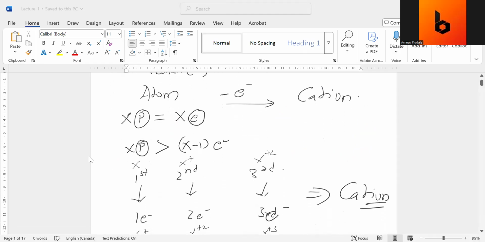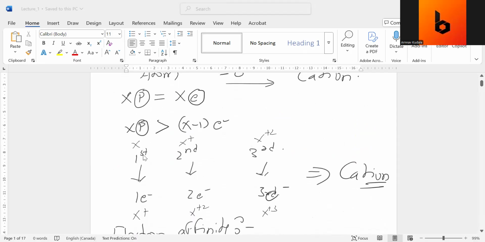Then there is a concept which is first ionization energy, second ionization energy, third ionization energy. First ionization energy means when only one electron is removed from a neutral atom. Second ionization energy is when you're removing a second electron from the positive cation. Third ionization energy is when from a doubly positive cation you remove an electron. So you get X plus 3.